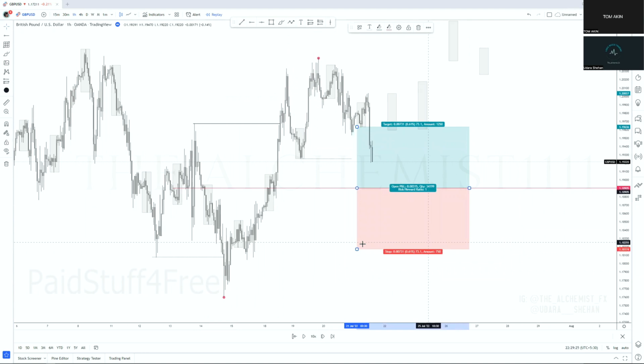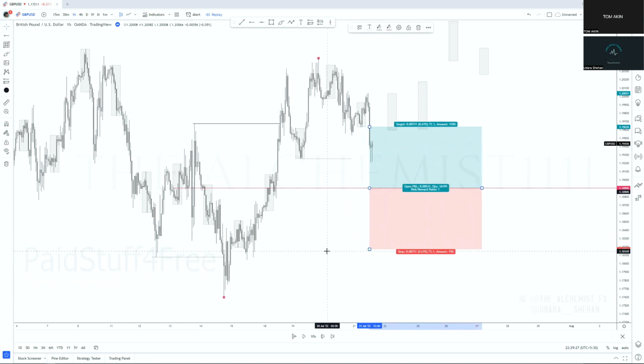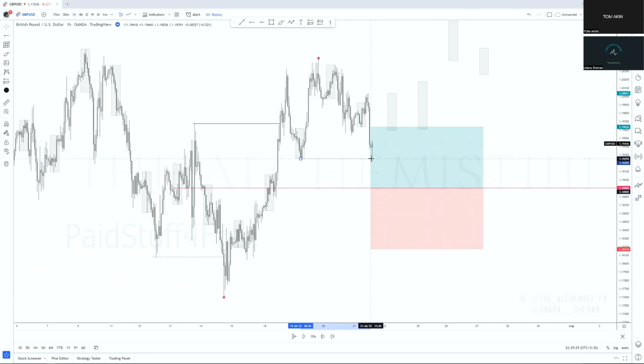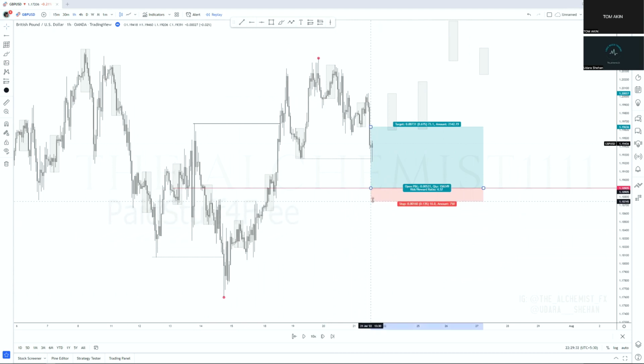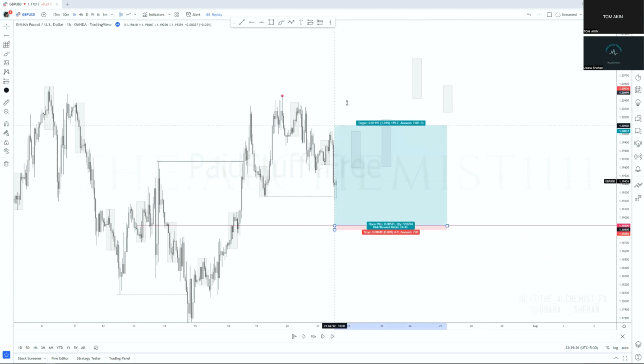So now what we could do is buy it, expecting a manipulation of the Asian low. You can have around a 5 pip stop loss. And where do you target? All the way up here. Because why? On the 4 hour, why are we targeting that?